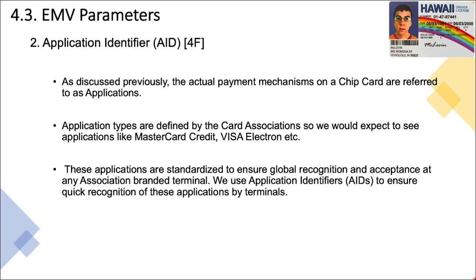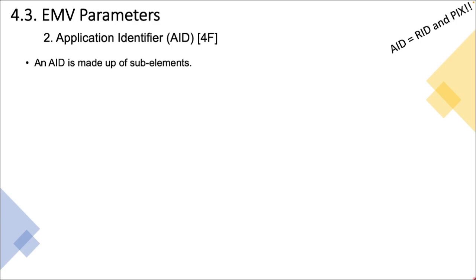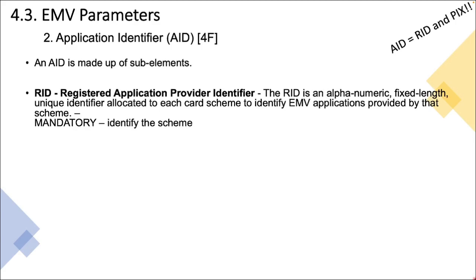So, during a transaction, we use AIDs, or application identifiers, to allow the terminal to very quickly identify what sort of applications it is about to interact with. Okay, so an AID is made up of sub-elements, right?